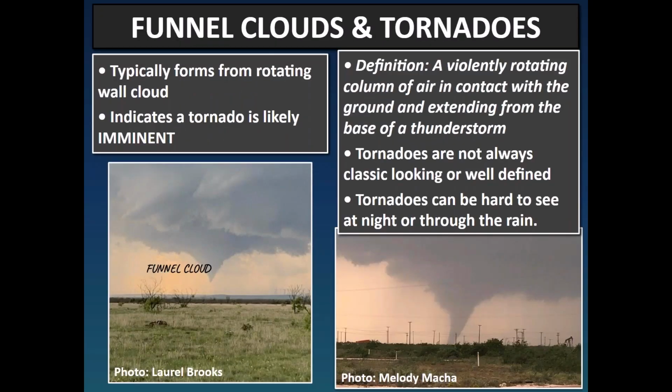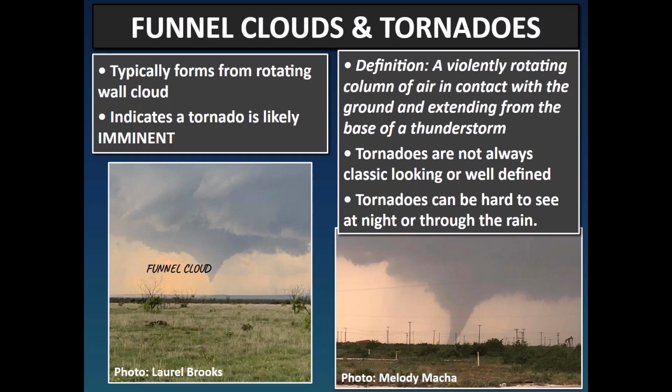Next, we'll talk about funnel clouds and tornadoes. A funnel cloud is basically the next step after you get a rotating wall cloud, and it typically forms from, as I said, a rotating wall cloud, and indicates a tornado is likely imminent. Often they are little cone appendages extending from the wall cloud, not always, but typically, as in the left image. But they only truly become a tornado when they're in contact with the ground, and that's by definition. It's a violently rotating column of air in contact with the ground and extending from the base of a thunderstorm. So only when it's in contact with the ground is it officially a tornado.